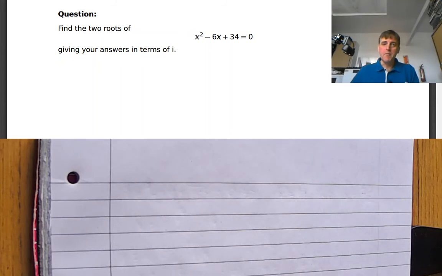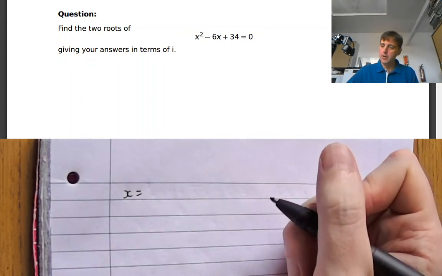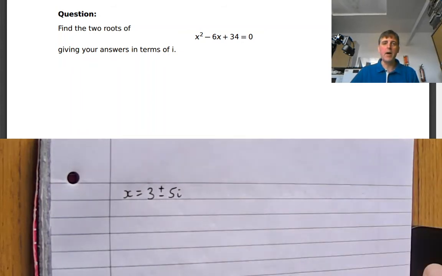Okay, so hopefully you've done that and got the answer. I'm just going to jump straight to the answer here. You should have ended up, after you've done all the simplifying, with your two roots of the equation as 3 plus or minus 5i.